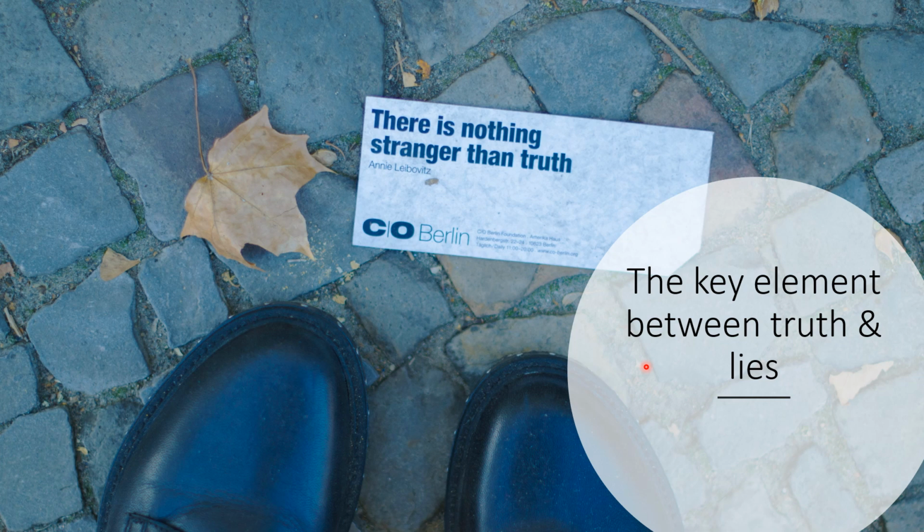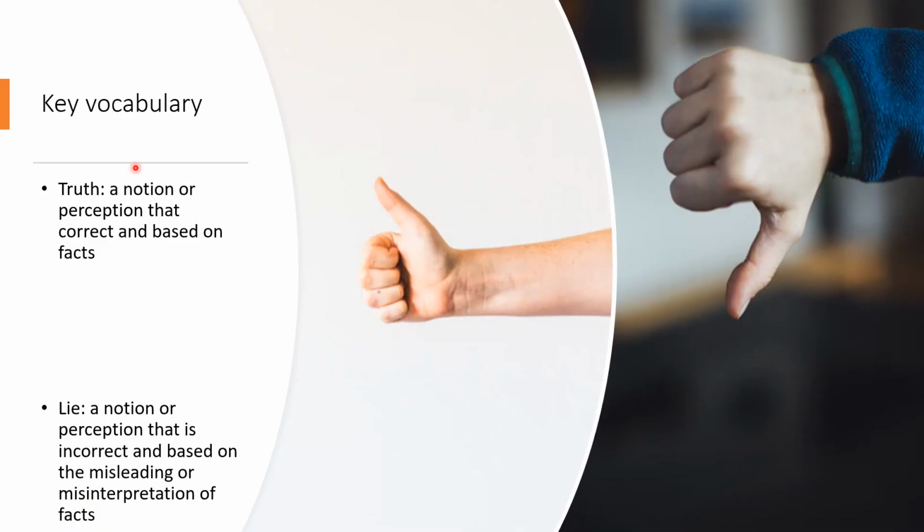Today, I'm going to be doing a video on the key element between truth and lies. So, as you can see in this picture, nothing is stranger than the truth. That's going to be very relevant to this video. So let's get into it. But before we get into it, I'm just going to go over some key vocabulary words, which is going to be truth, and a lie.